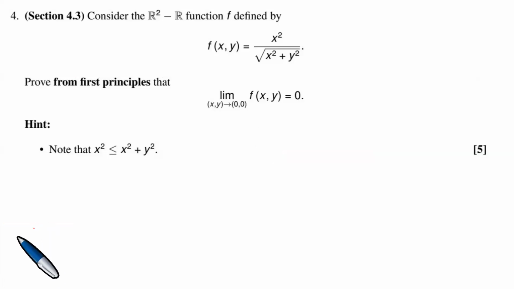I would like us to look at this question about first principles. Now consider the R2 to R function f defined by this. Here is a multivariable function, a function of two variables. Bivariate function, two variables. Bi for two. Now, from first principles, we need to prove that the limit of f of x and y, as x and y tend to 0 and 0, equals 0. Hint: note that x squared is less than or equal to x squared plus y squared.